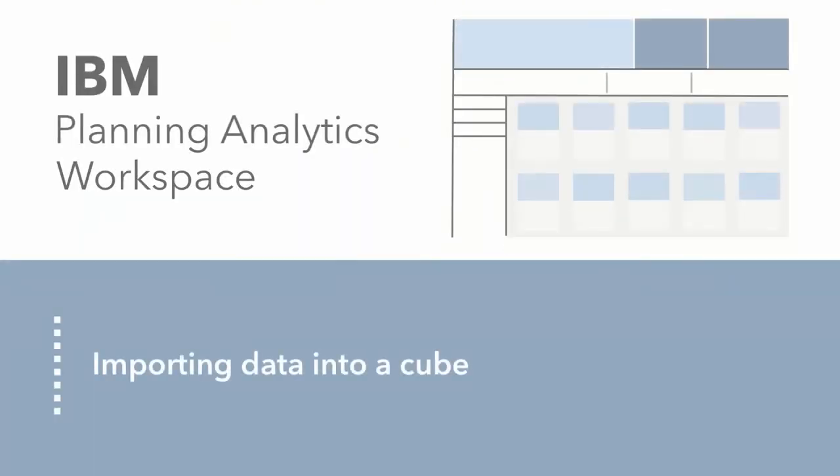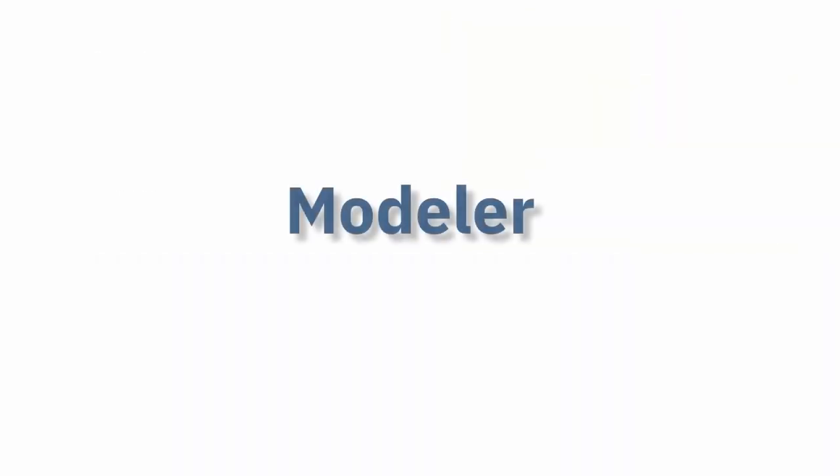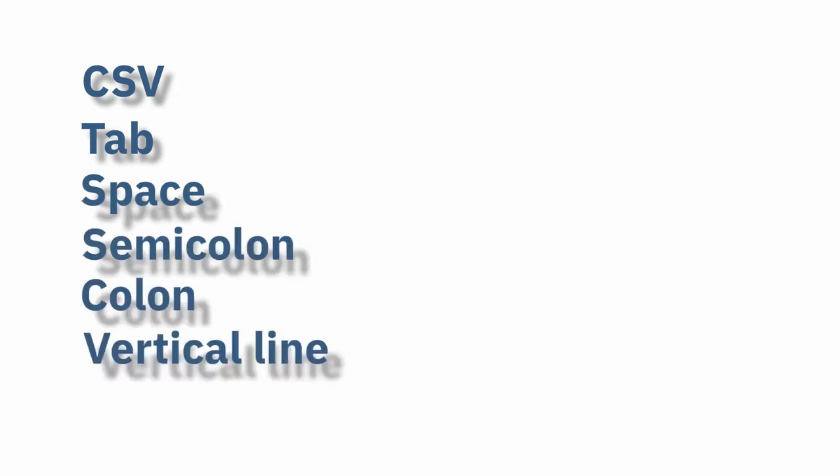You can import data into a cube by dragging and dropping a file onto the cube in the content tree. You've got to have the modeler role to be able to do this, and the file must be saved in a format such as CSV or other standard formats such as tab, space, semicolon, colon, vertical line or caret.